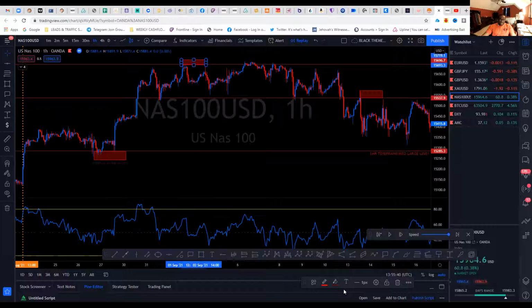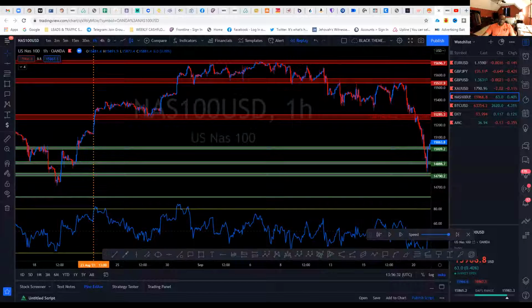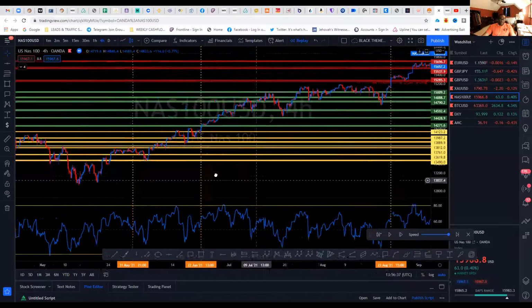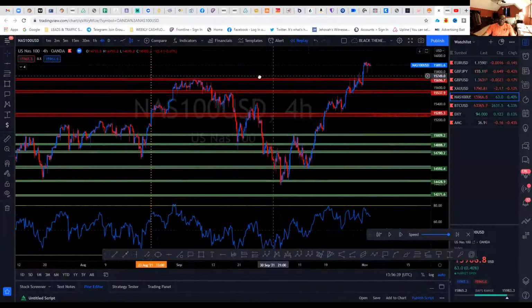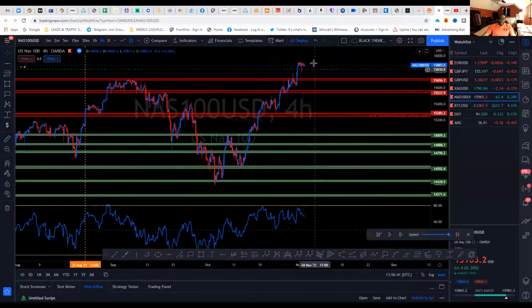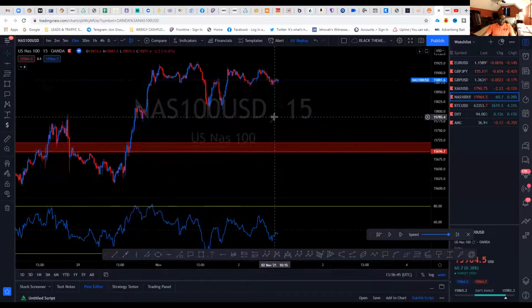So I'm going to change the coordinates of these and we'll move to the 4 hour and then we'll get to the 15-minute. All right, so now that these are marked up, let's go to the 4 hour. It looks like the 4 hour is marked up. So this is current price, so that's good. So now we're going to go to the 15-minute.